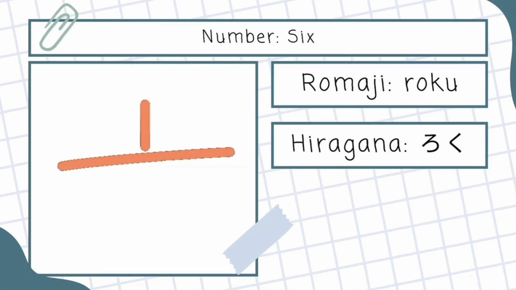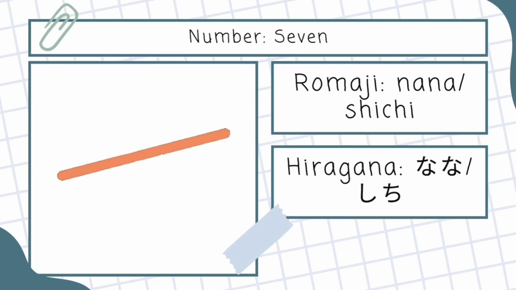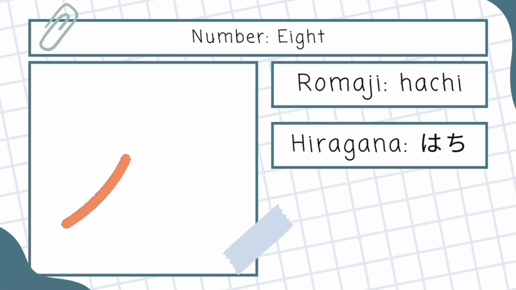6, roku. I have no tips for this one. I'm so sorry. And there's a few more in the future that I can't help with either. 7, nana, shichi. This one kind of looks like a 7 that's fallen over, so a 7 upside down. 8, hachi. I have no tips for this one either. I can't even think of one on the spot. There we go.